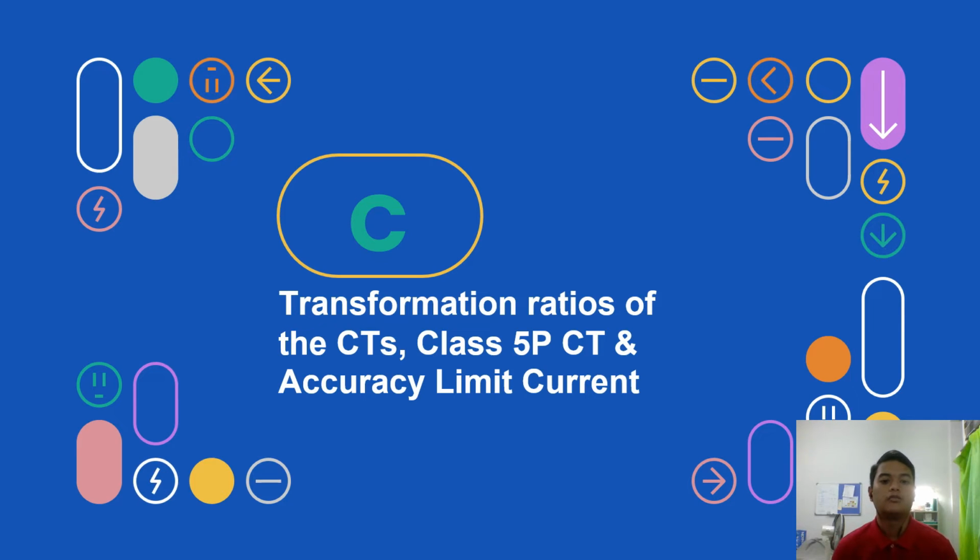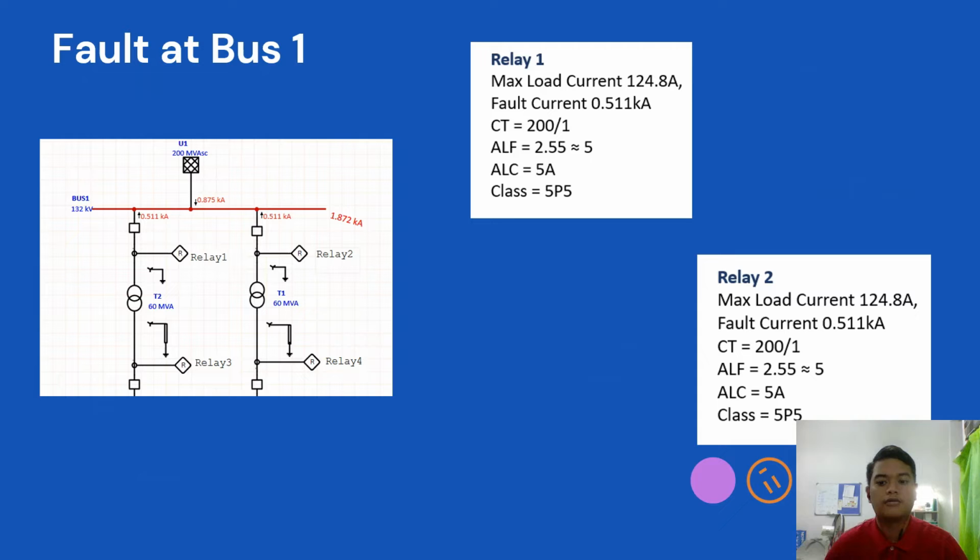For part C, I will do the presentation about the transformation ratio of the CT, class 5P CT, and accuracy limit current. After we got the max load current and the fault current, we can find the CT transformation ratio using the formula ALF equals fault current divided by CT primary, and we can also find the ALC, which is the accuracy limit current.